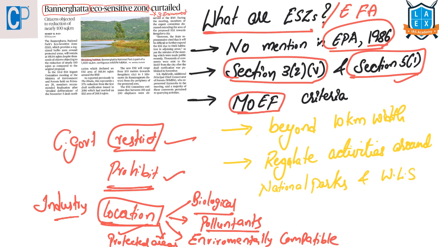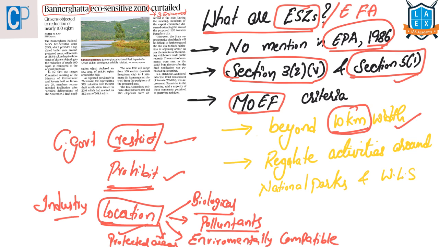Now we'll see what the criteria are to be designated as an ecologically sensitive zone. These are the areas within 10 kilometers around the protected areas, national parks and wildlife sanctuaries. But for the area beyond this 10 kilometers, if that particular area is ecologically important and is a sensitive corridor, then even that area will be considered an ecologically sensitive zone.